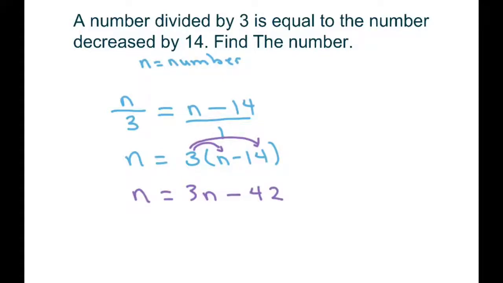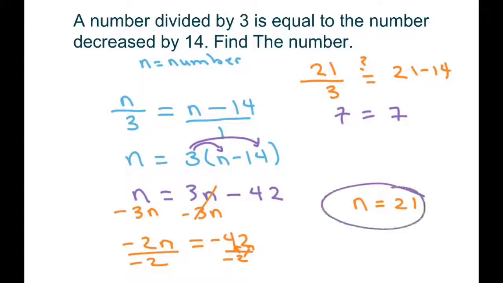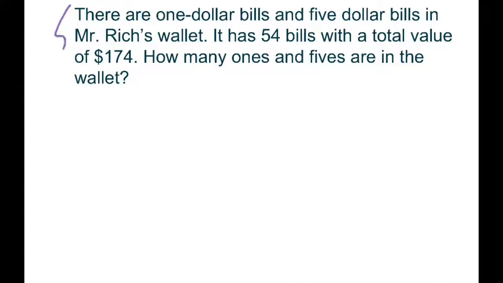Now you can subtract 3n from both sides, and you get negative 2n equals negative 42. Divide both sides by negative 2. So our n equals 21. Let's plug it back in. Does 21 over 3 equal 21 minus 14? 21 divided by 3 is 7, and 21 minus 14 is 7. So this works.